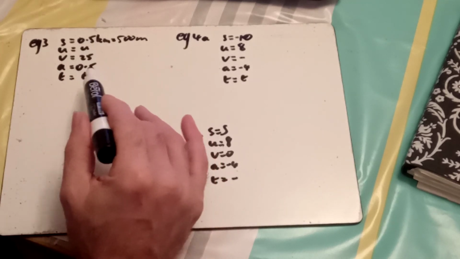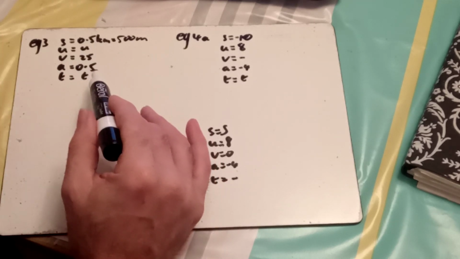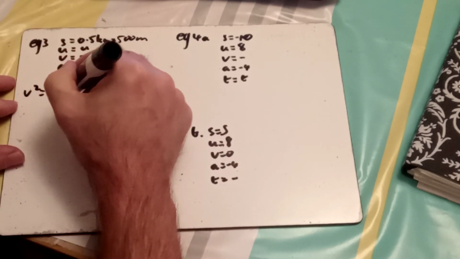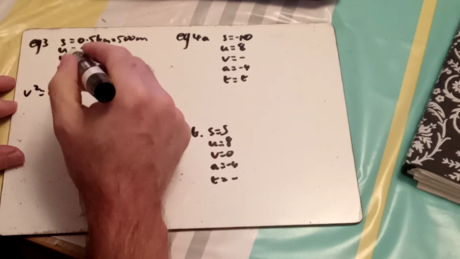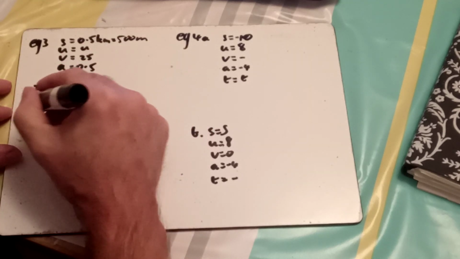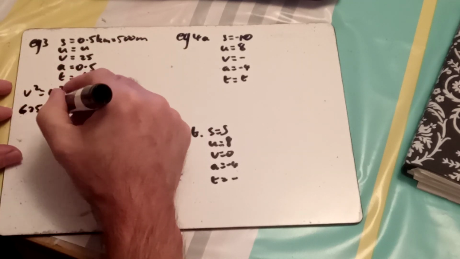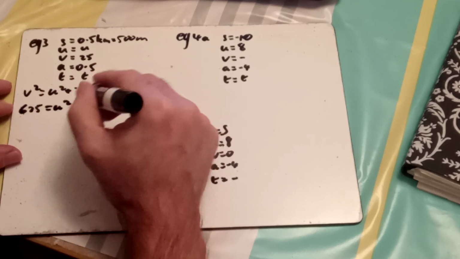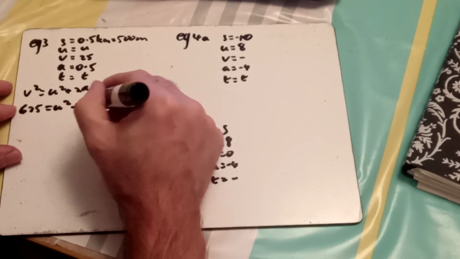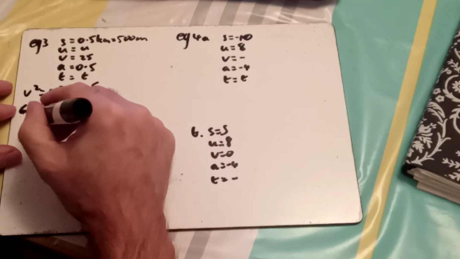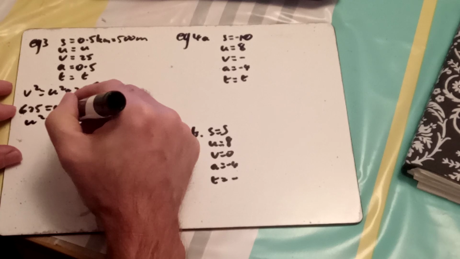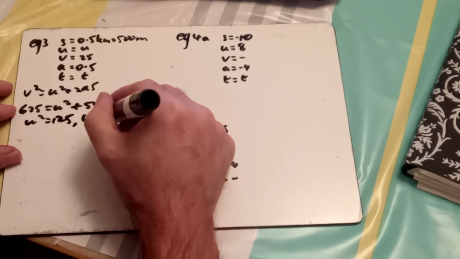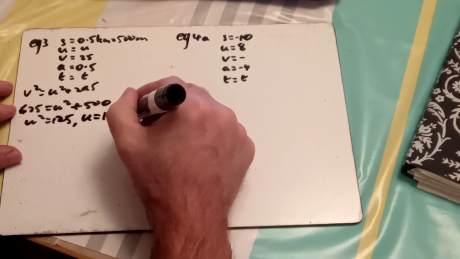So I'm going to do them one by one. I'm going to do the one without t first, which is v squared equals u squared plus 2as. And stick in the v squared, 25 squared, 625, equals u squared, and then 2 times 500 times 0.5 equals 500. So u squared equals 125. u is whatever root 125 is.